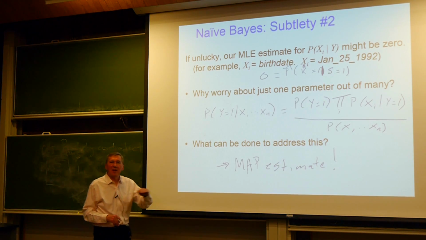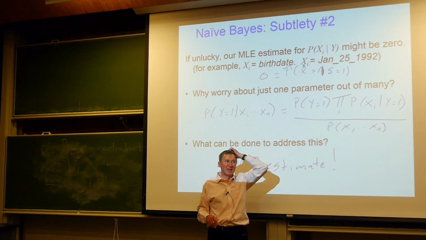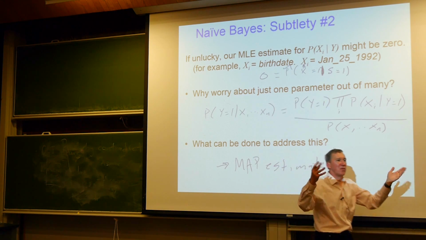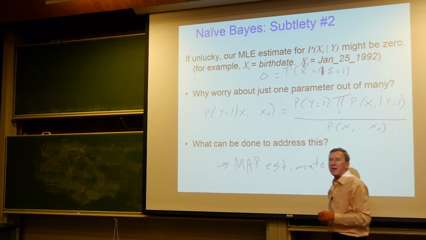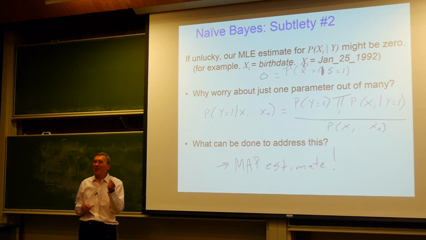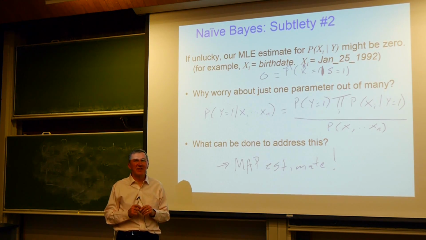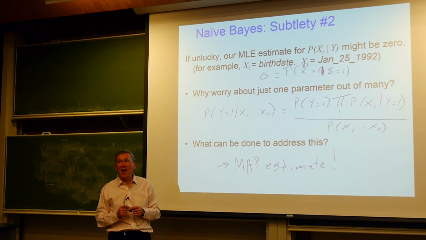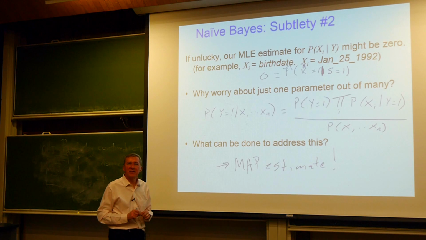So for example, we could add in one hallucinated example for every birthday that's possible. Just imagine a count of 1 for everybody, for every possible birthday. And then we'll superimpose on that the actual observed data. That way we won't get any probabilities that are exactly 0, because our MAP estimate will never do that. Adding even one hallucinated example per value of x sub i is sufficient to keep us from having exactly a 0 estimate.